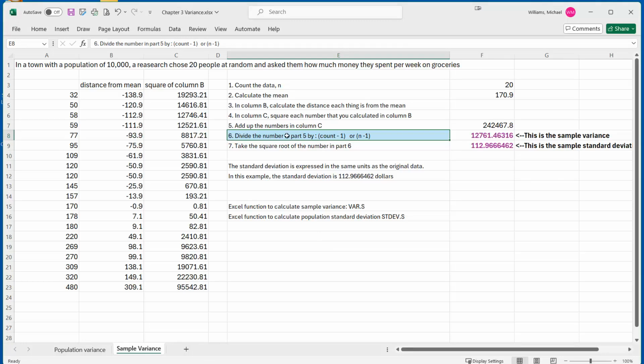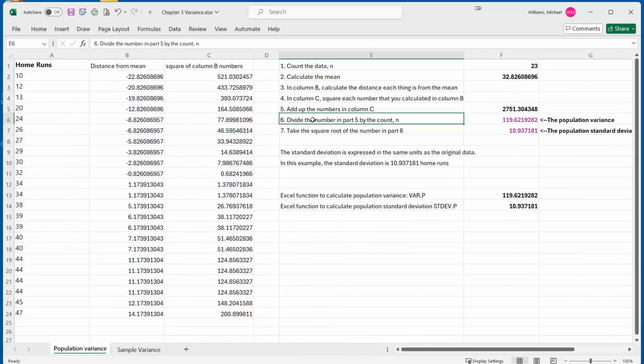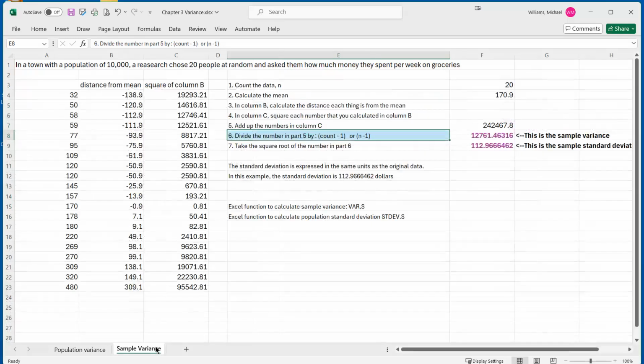But that's a big difference. You're going to get a different number. So if you have a test question and it asks you to do the sample variance or sample standard deviation, you better do this. You better not do this, right? Get a different answer, it'll be wrong. That wouldn't be good.